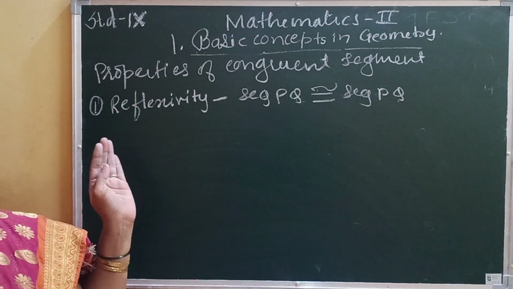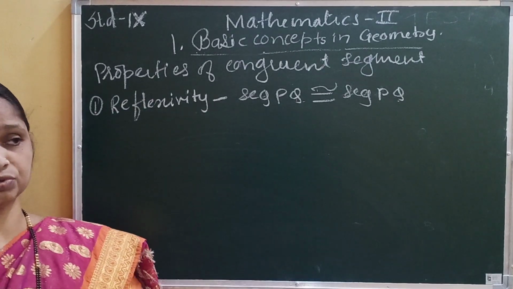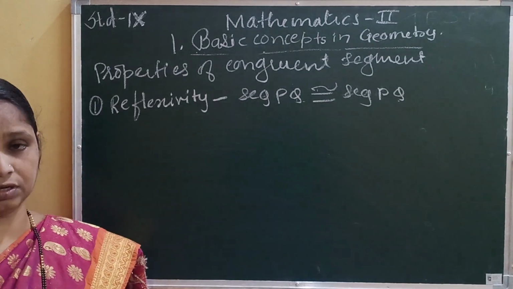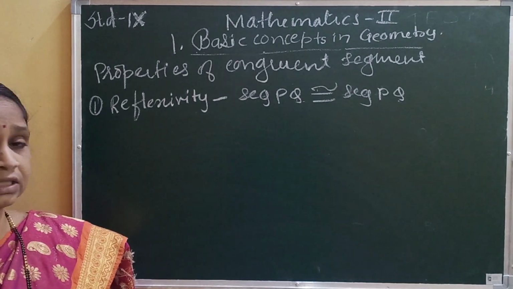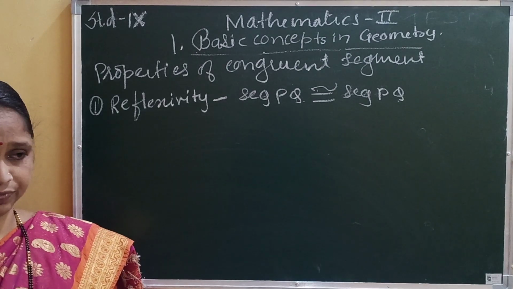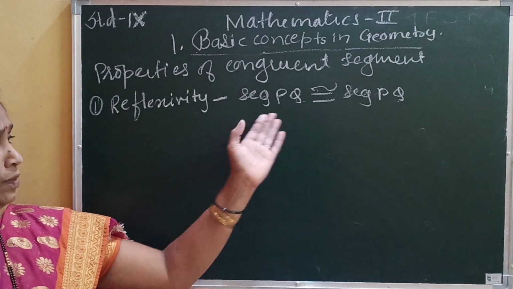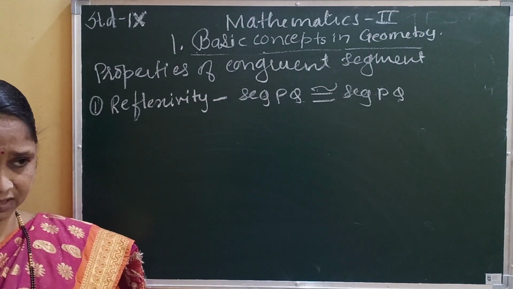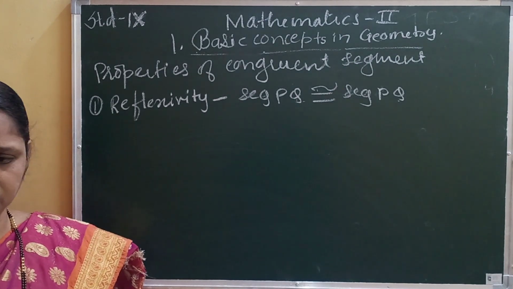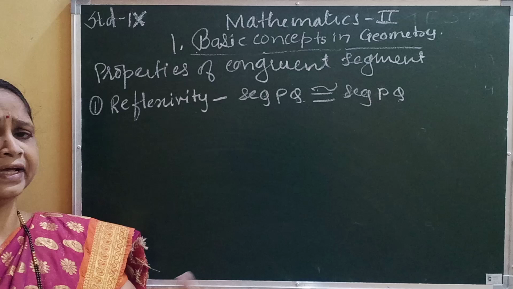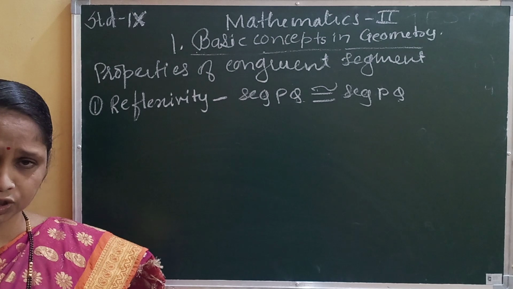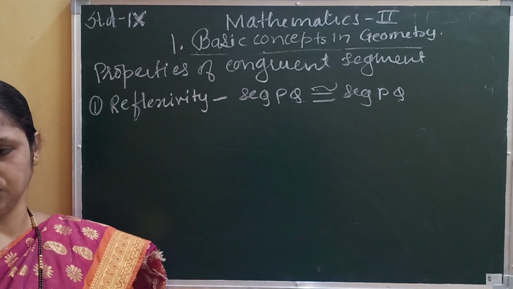We are revising this concept because we are going to use it later on, and that time we should not get confused. So in reflexivity, every line segment is congruent to itself. I took one example: segment PQ is one line segment, and it is congruent to itself. Symbolically, segment PQ is congruent to segment PQ. Or you can take segment AB congruent to segment AB, or segment CD. Any segment will be congruent to itself.